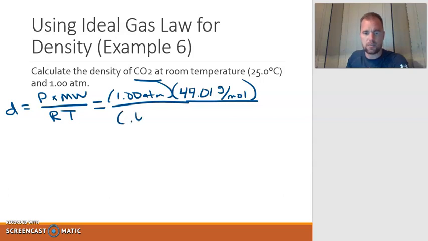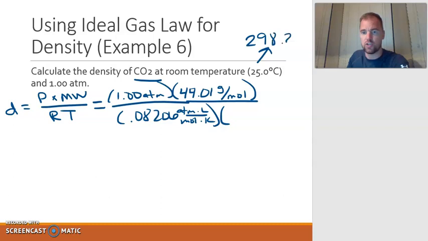The gas constant is 0.08206 atm liter over mole Kelvin. And then your temperature, 25.0 degrees Celsius. We need to convert that into Kelvin, so we're going to add 273.15. That comes out to be 298.2 Kelvin. Notice once again, I round it to 0.2 because of that 1 decimal place. So 298.2 Kelvin would be that answer there.